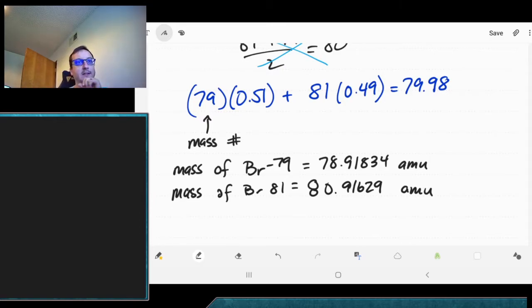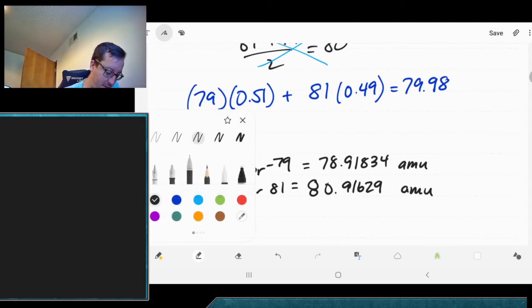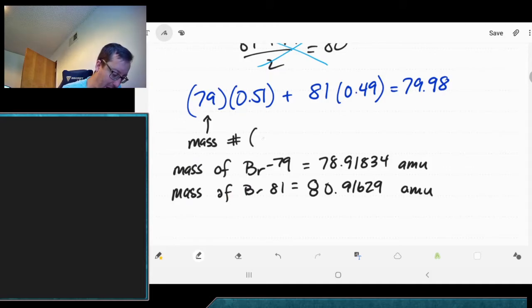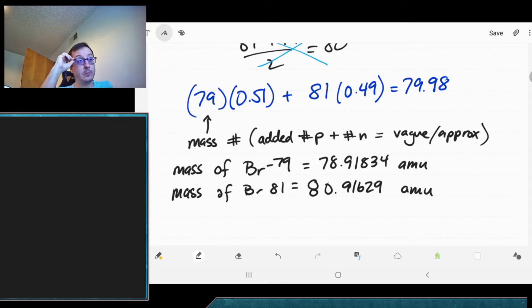Okay, let's go ahead and take a look at these. Let's try these numbers instead. So these were mass numbers, where we just added the number of protons plus the number of neutrons. This is an approximation. But let's try it now. Let's do the same thing, but with our real numbers.